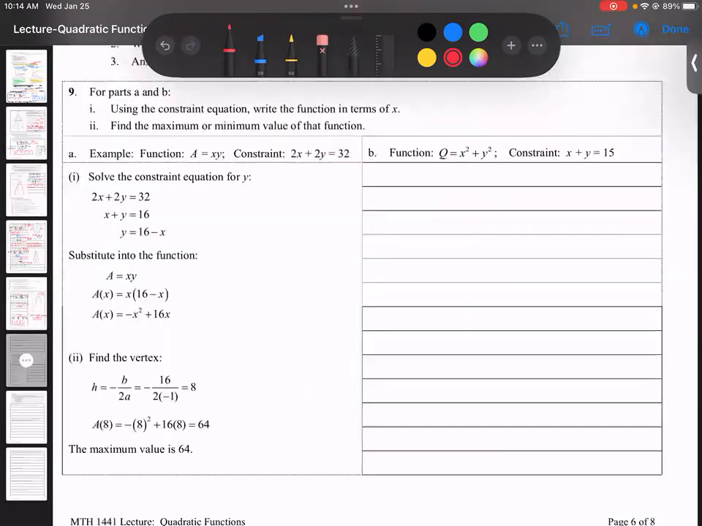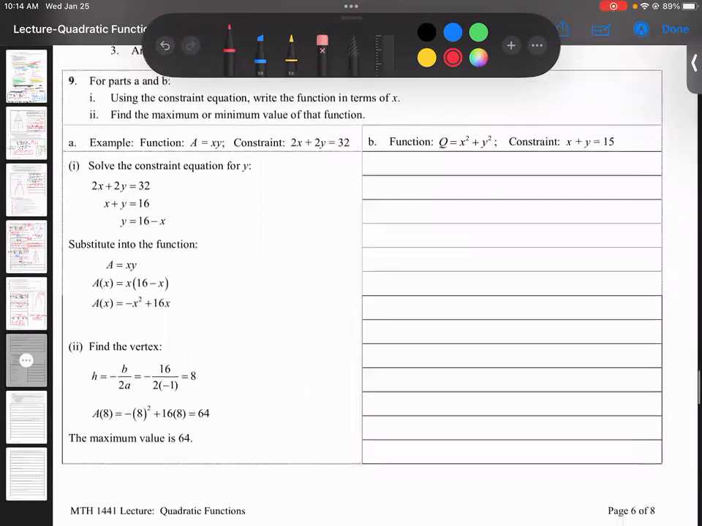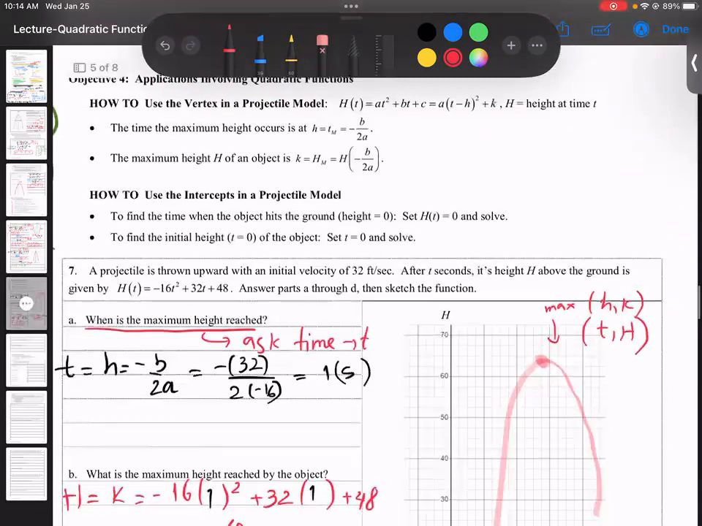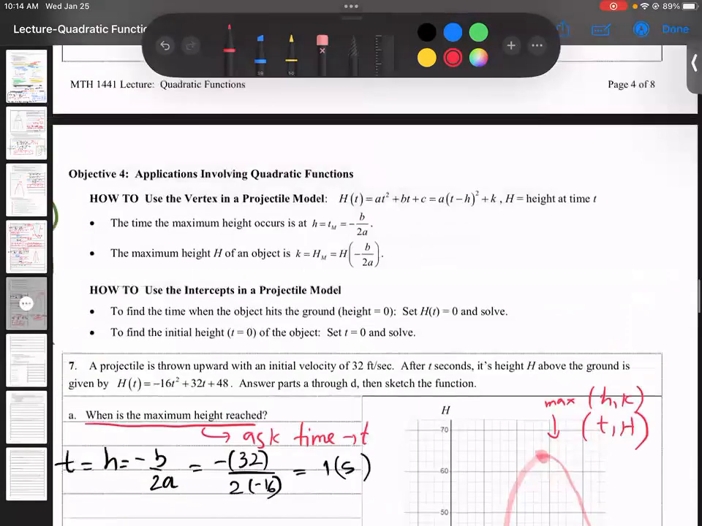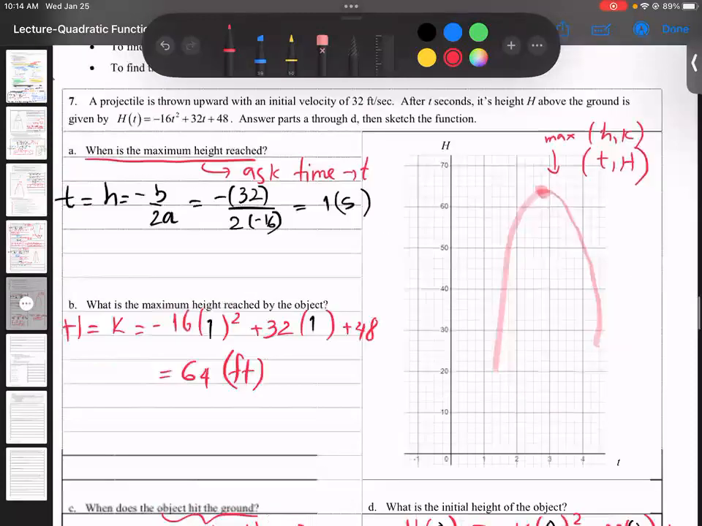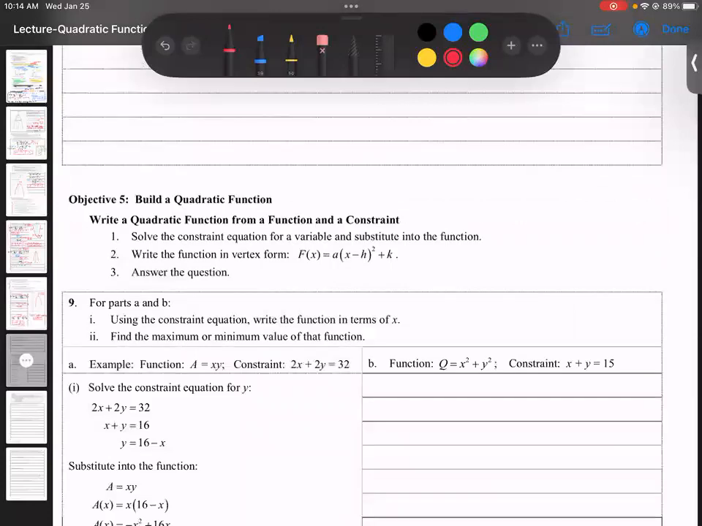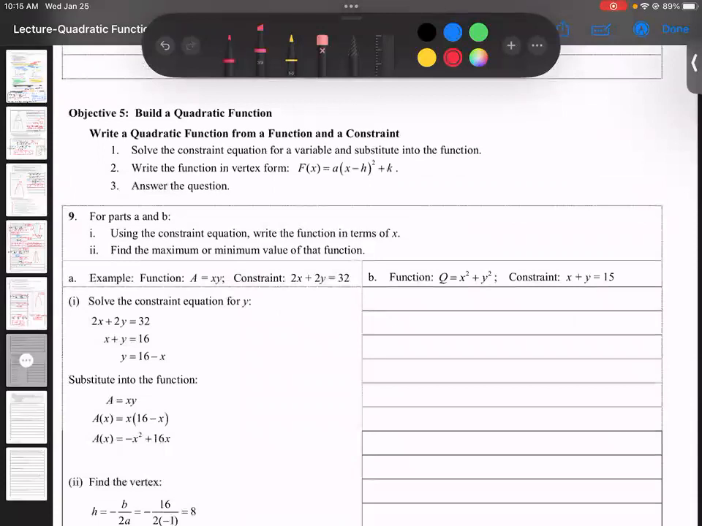Let's do number 9. Another application. The first application, number 1, is projectile, right? So that's the first one. The second one is using the constraint. That's the second type of application for quadratic functions. Using the constraint. So given a function and a constraint, here's your function. I'll highlight in red. That's my interest, right? My interest is a function. The constraint is not my interest, but I'm using it to find whatever I need to.